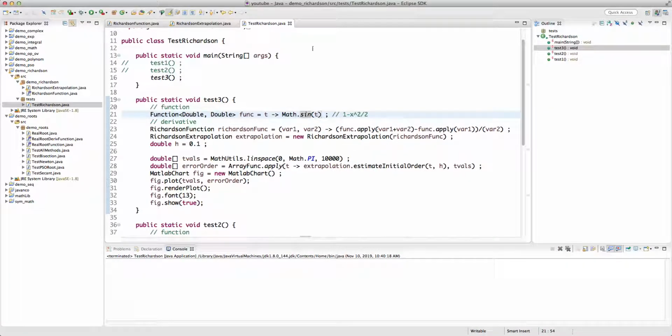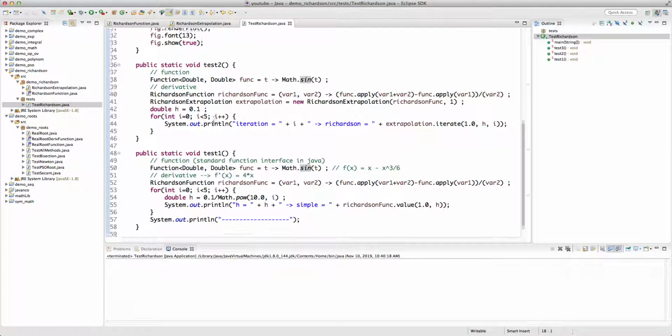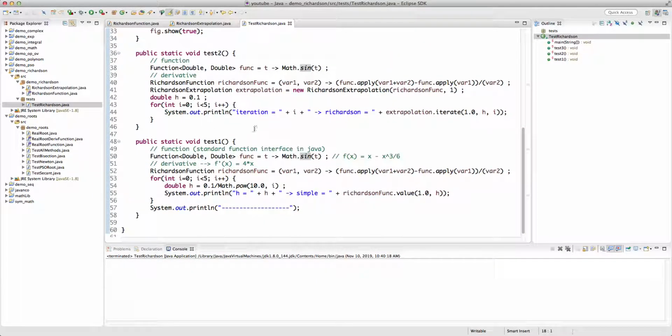Alright, so this was the idea behind Richardson Extrapolation. It's a very powerful tool, and I hope you enjoyed this video, and I'll see you in the next video.